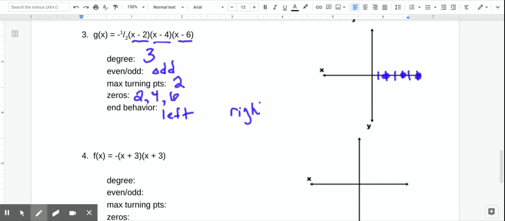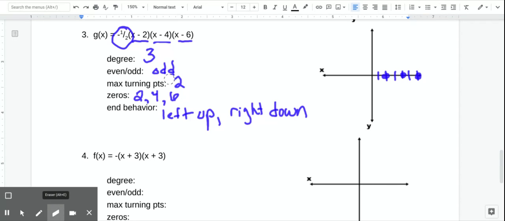All right, our end behavior, so we want to know what's happening to the left and to the right. So this is an odd degree, which means that the end behavior is opposite. Okay, so it's odd, and our leading coefficient is negative. So if it's an odd function with a negative leading coefficient, the left-hand end behavior is up, and the right-hand end behavior is down.